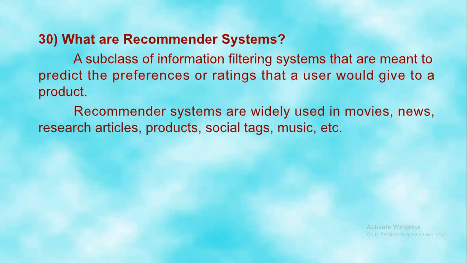Next one is, what are recommender systems? A subclass of information filtering systems that are meant to predict the preferences or ratings that a user would give to a product. Recommender systems are widely used in movies, news, research articles, products, social tags, music, etc.